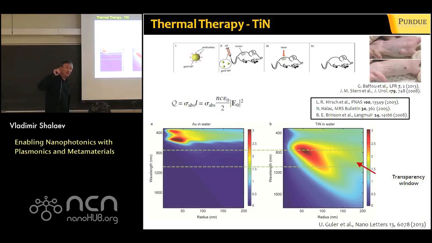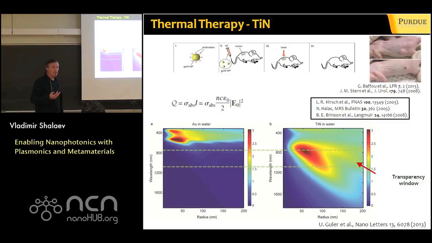Then you irradiate it with light and excite these surface plasmons. Because you excite surface plasmons, there is local heating. And when you locally heat, you destroy this cancerous tissue. So you first deliver particles to cancerous tissue, then irradiate it with light, but you have to irradiate within what's called the biological transparency window, so that light wouldn't be absorbed.